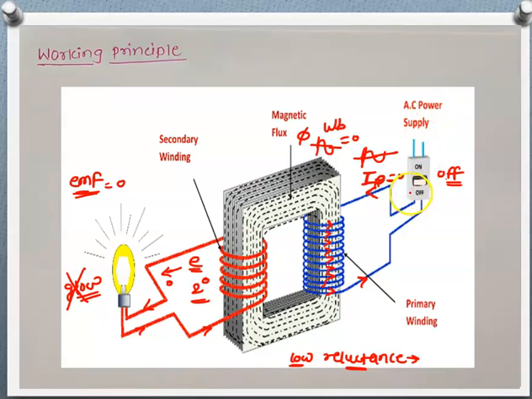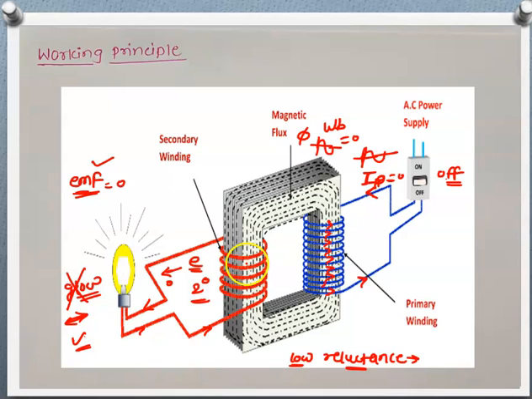When the AC source is connected to the primary winding, current starts flowing through it, which produces flux that is alternating in nature. Alternating means its value is changing with respect to time, and this alternating flux links with the secondary winding as it is wound on the same core material. When it links with the secondary winding, an EMF gets induced in the secondary winding according to Faraday's law of electromagnetic induction, and due to that the load, which is a bulb here, will glow.